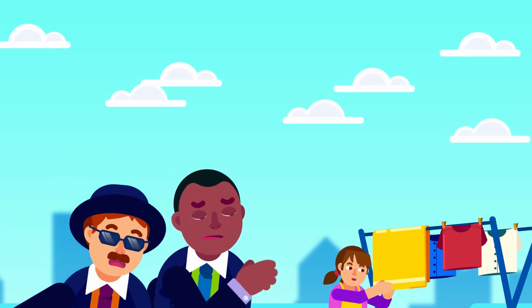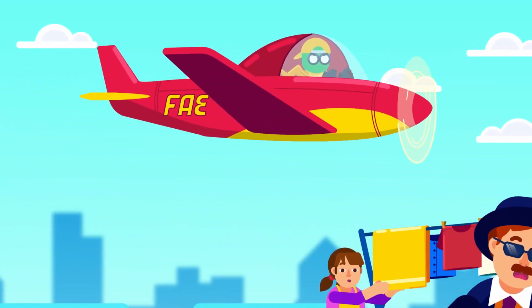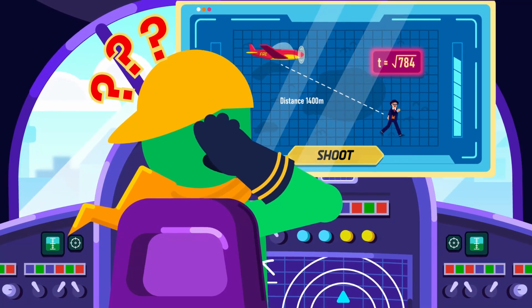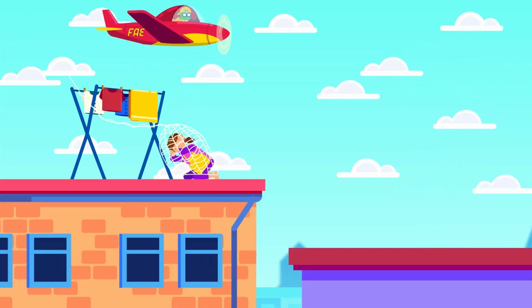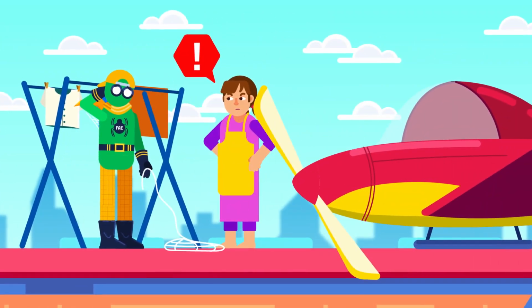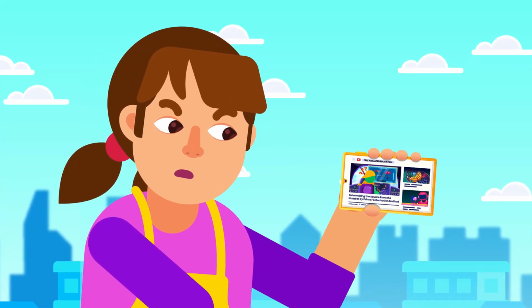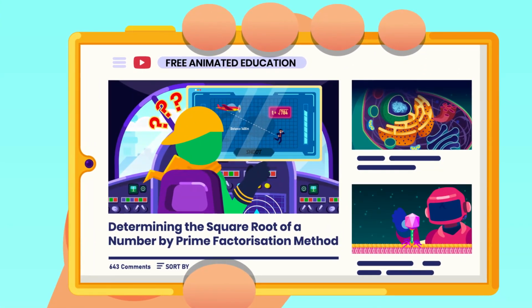Mr. Webb plans to trap a gang of mafia by shooting webs from the webjet. While he knows the distance, pinpointing the precise time to shoot webs requires finding the square root of some numbers. Mr. Webb now regrets his skipping school days. In this video, we'll explore methods for determining the square root with a focus on the efficient prime factorization method.